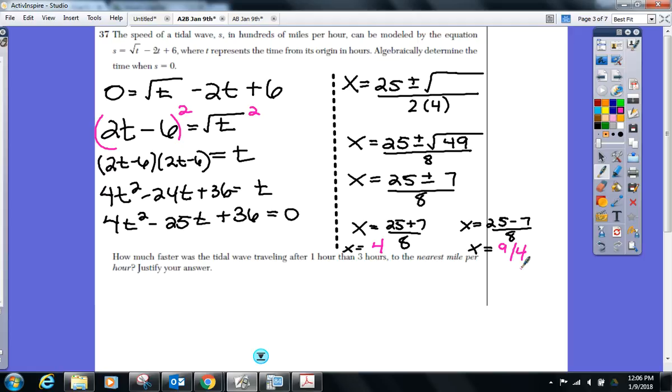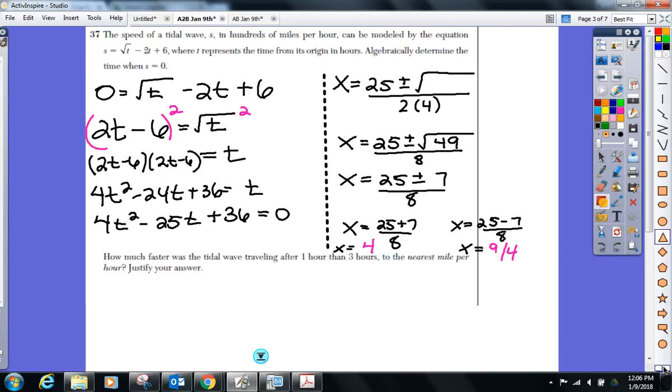I'm not going to do it for you because I know what's going to end up happening. Make sure both of these end up equaling 0 when you plug it back into the equation. And let me know your results here, because something should happen. Plug in 4, plug in 9/4, and see if they both equal 0.